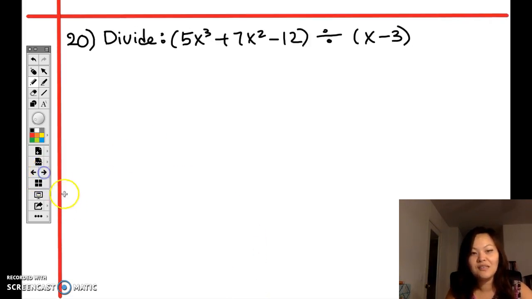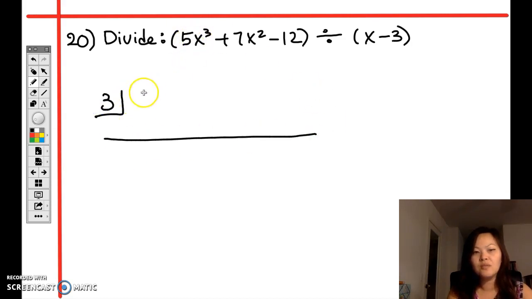Last question. Exactly the same thing, but you see there's a hole here, x to the third power, x squared, and then there's no x. So make sure you leave a space for that one. You can also use synthetic division because you already know that all you have to do is plug in 3 over there. So I'm just going to show you how to do it using synthetic division because it's just so much easier. So I'm going to put 5, and then for x squared, the coefficient is 7. There's nothing for x, so I'm going to put 0, and then the number by itself, negative 12.